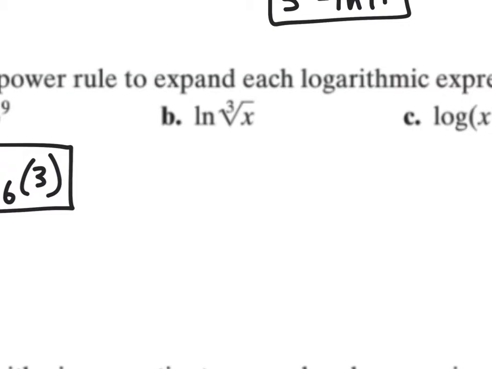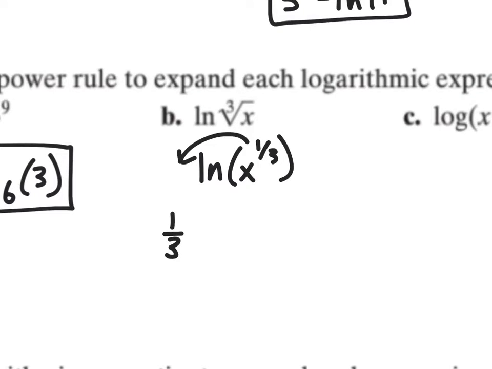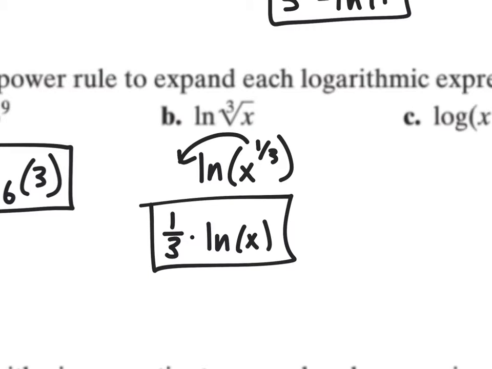On this next one, natural log of the cube root of x. Remember, the cube root of x can be rewritten as x to the 1/3 power. And so when I have that, I'm going to bring my 1/3 out front, and so I've got 1/3 times the natural log of x. And we just leave it like that.